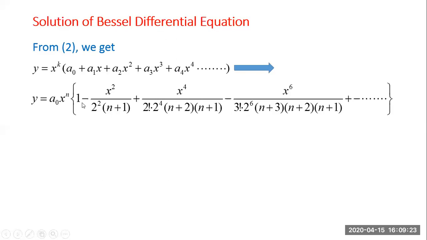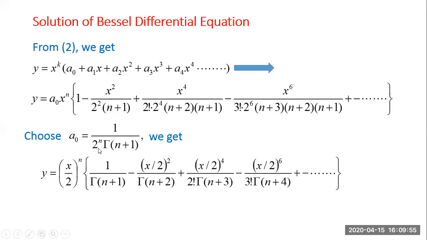So substitute a2, a4, a6 and so on. And here a0 is some arbitrary constant. So I choose a0 as 1 divided by 2 to the power n into gamma of n plus 1. So a0 is any arbitrary constant. So here we choose a0 as 1 divided by 2 to the power n gamma of n plus 1. So let me substitute this a0 in this expression. So we get a0 is 1 upon 2 power n into gamma n plus 1. So I get x power n divided by 2 power n. So this can be written as x by 2 to the power n.